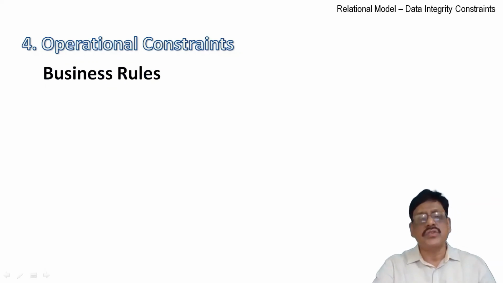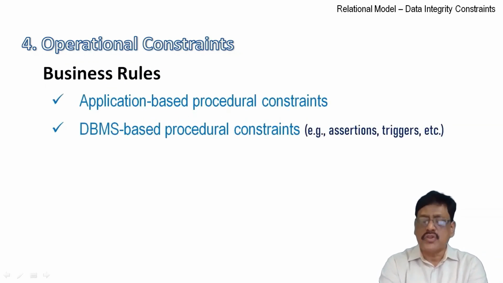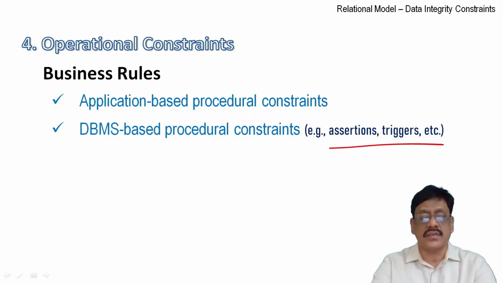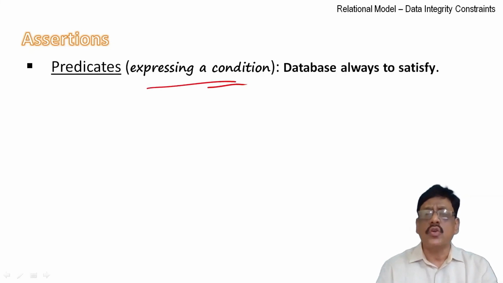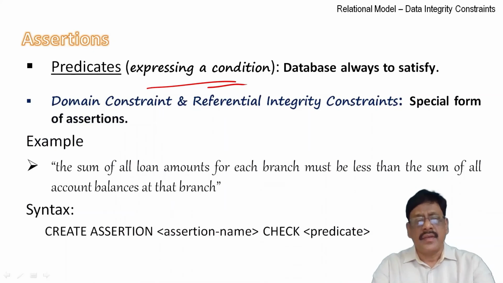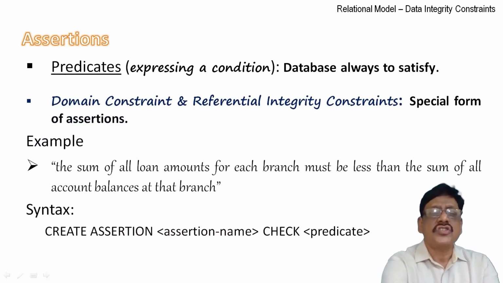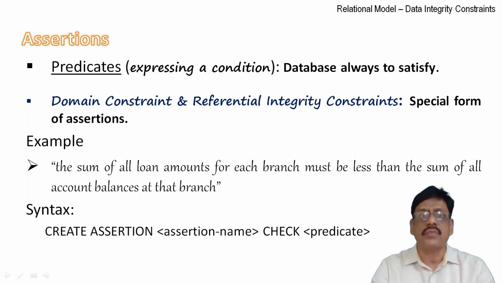What are operational constraints? These are the business rules, and they can be classified into two types. One is application based procedural constraints, or it may be DBMS based procedural constraints, like your assertions and triggers. What is an assertion? An assertion is a predicate expressing a condition that we wish the database always to satisfy. And your domain constraints and referential integrity constraints are special forms of assertions.